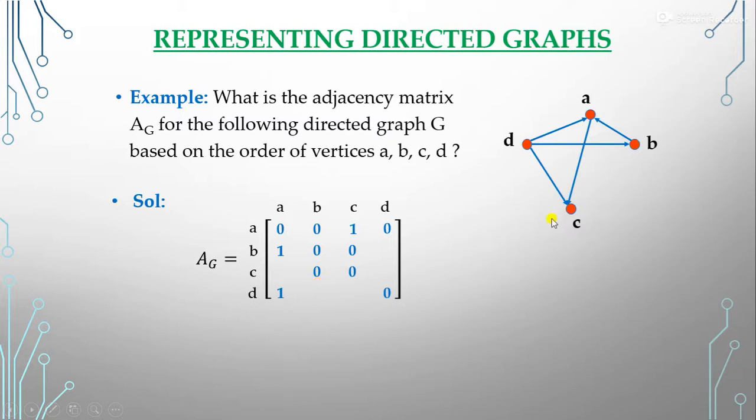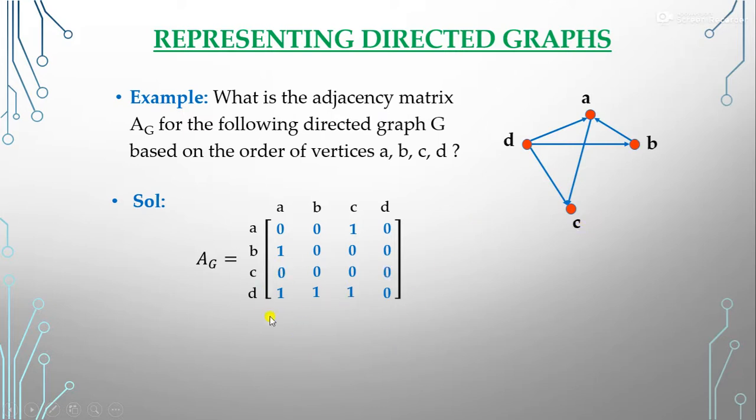And now C to A, no direction is there, so C to A is 0. B to D, we have no direction from B to D, but we have the direction D to B, so B to D is 0 and D to B is 1. Now C to D, no directed edge from C to D, but we have the directed edge D to C, so C to D is 0 and D to C is 1.